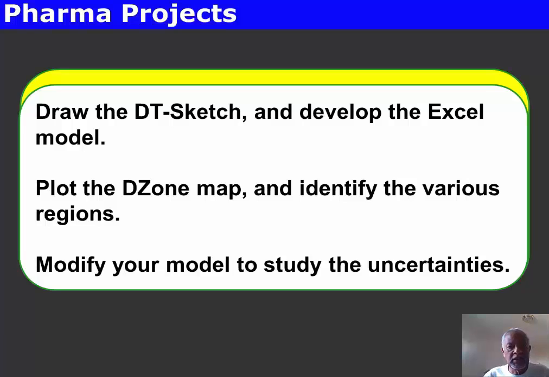So let's draw the DT sketch and develop the Excel model, and then we'll plot the D-zone map and identify the various regions. Finally, we can modify the model to study the uncertainties.